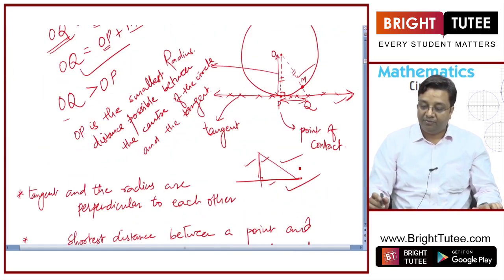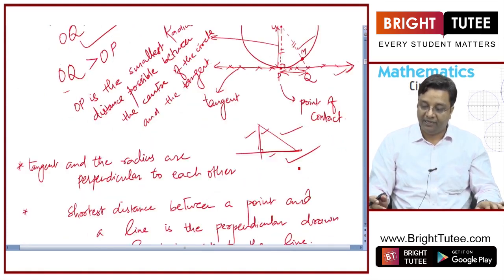Now a tangent is perpendicular to the radius of the circle, okay, at the point of contact.